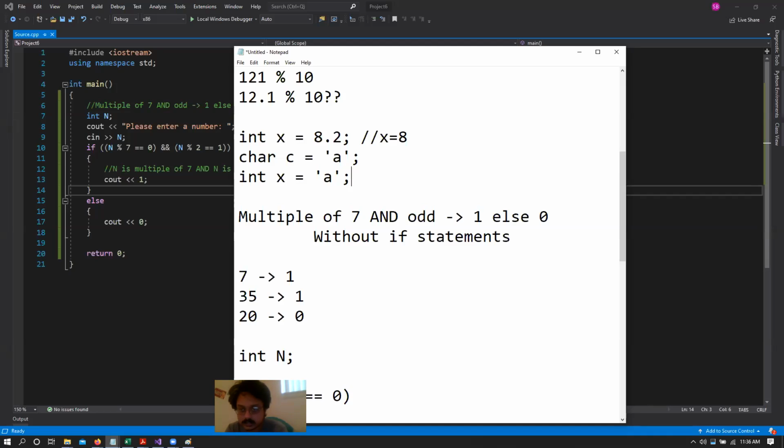Do you want us to post an answer in chat? Yes, post the answer in chat. Bool x equals n mod 7 equals 0 and n mod 2 equals 1. Perfect, very good. Present a number, bool x.